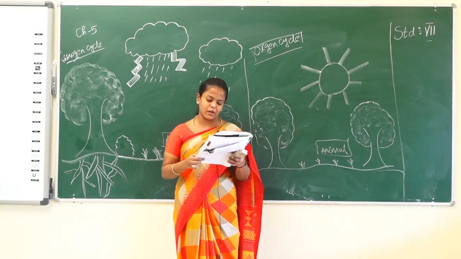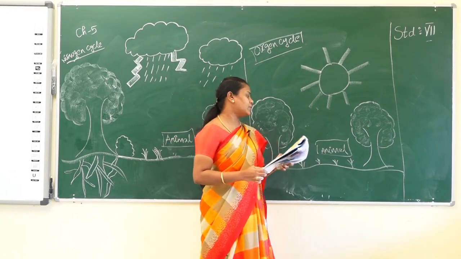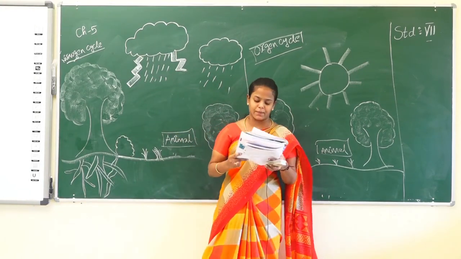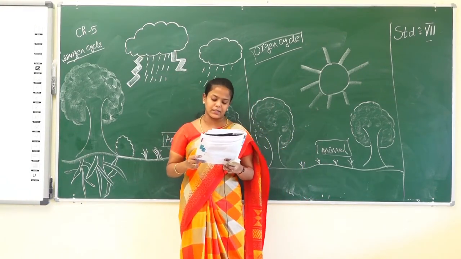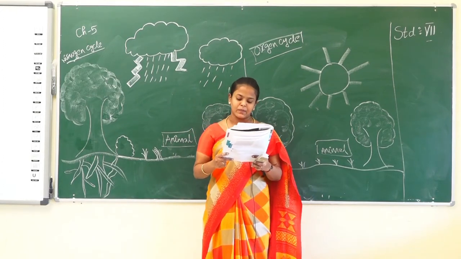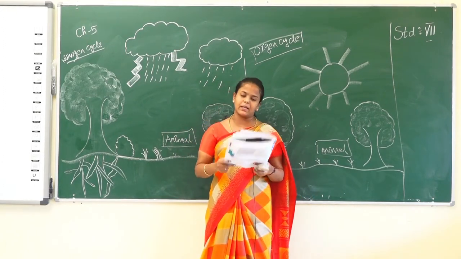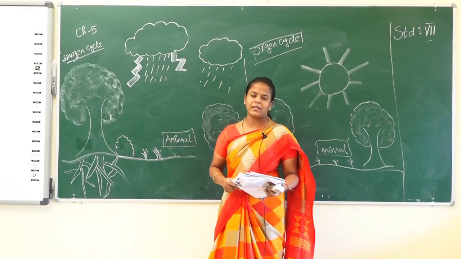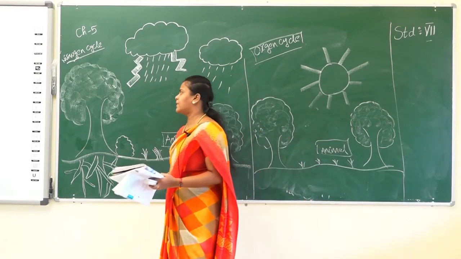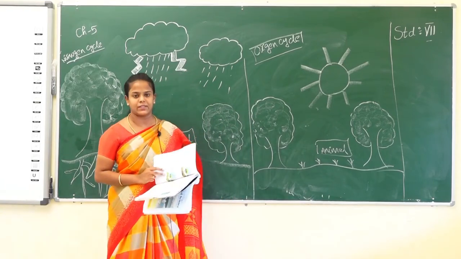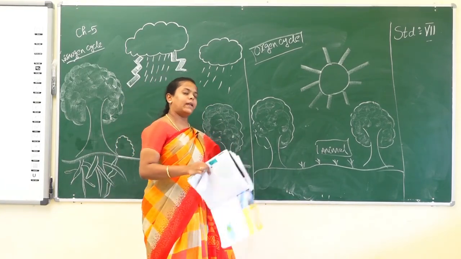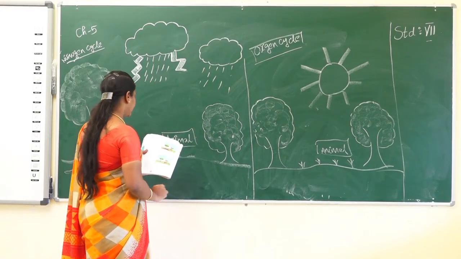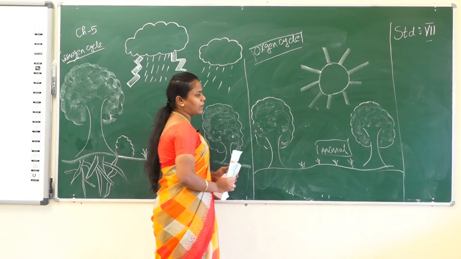As for the percentages, nitrogen is about 78% and oxygen is about 21% and carbon dioxide is 0.04%, right? Next we are going to see it in detail. So now the first thing is the nitrogen cycle. What we are going to see is the nitrogen cycle. So here, what do you mean by nitrogen?